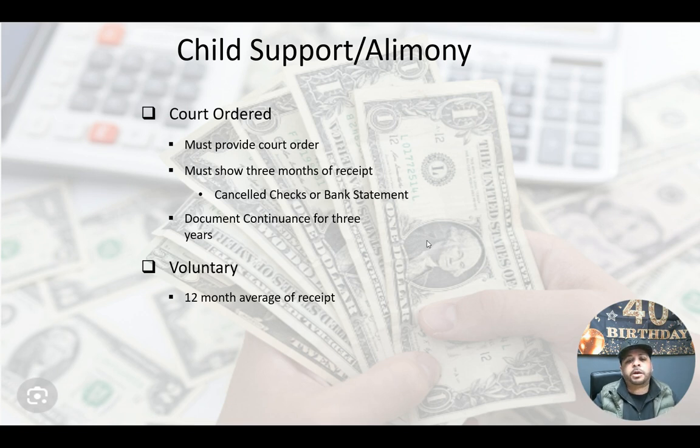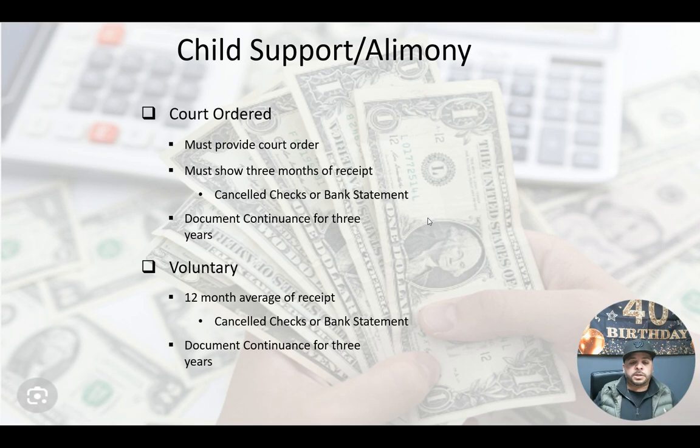If it's voluntary, then you have to show at least 12 months of receipt, and it will be averaged over that 12 months, and that will be the qualifying amount, again, so long as it continues for at least 3 years. You can use canceled checks or bank statements, and then you have your 3 years of continuance that is required. Now, in both of these cases, I get questioned periodically if we're using this income to qualify.